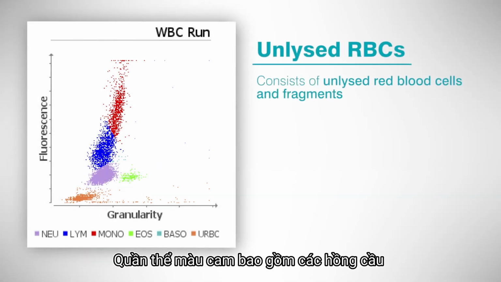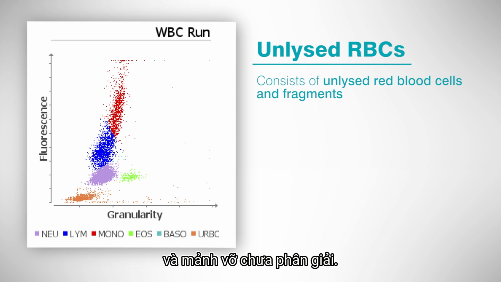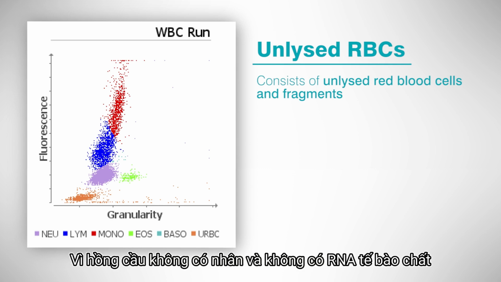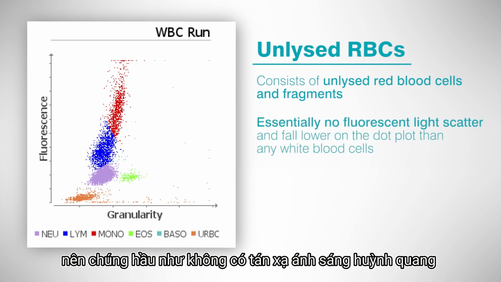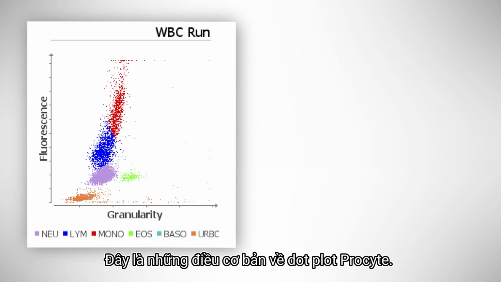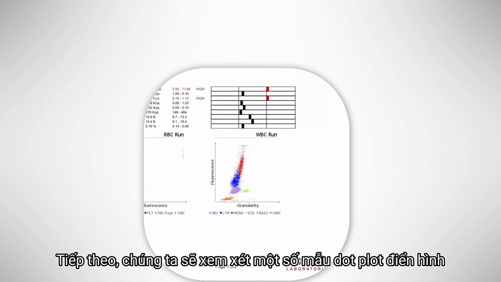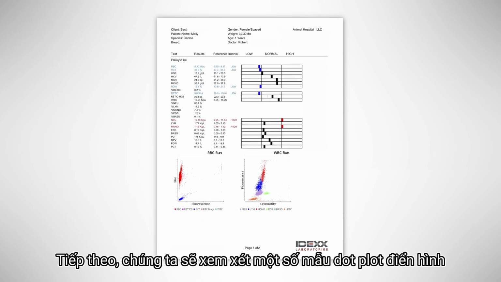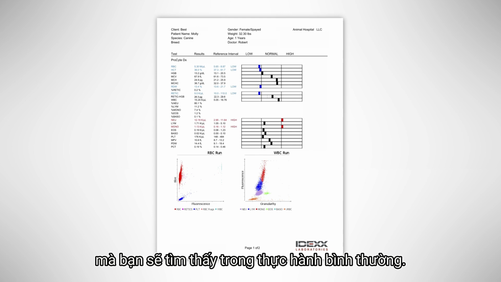The orange population consists of unlysed red blood cells and fragments. Because the red blood cells have no nuclear content and no cytoplasmic RNA, they have essentially no fluorescent light scatter and fall lower on the dot plot than any white blood cells. These are the basics of Procyte dot plots. Next, we'll look at some typical dot plot patterns that you'll find in the normal practice of veterinary medicine.